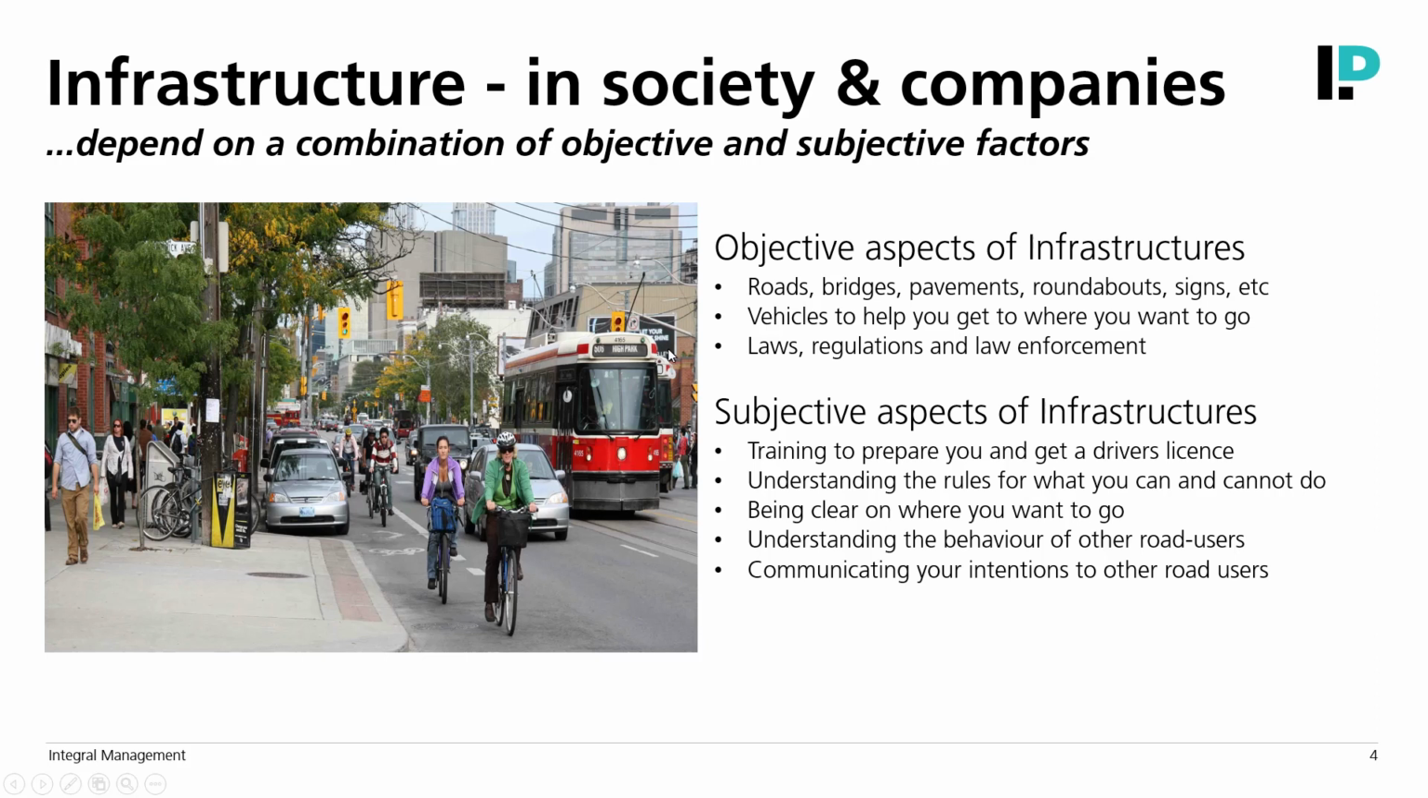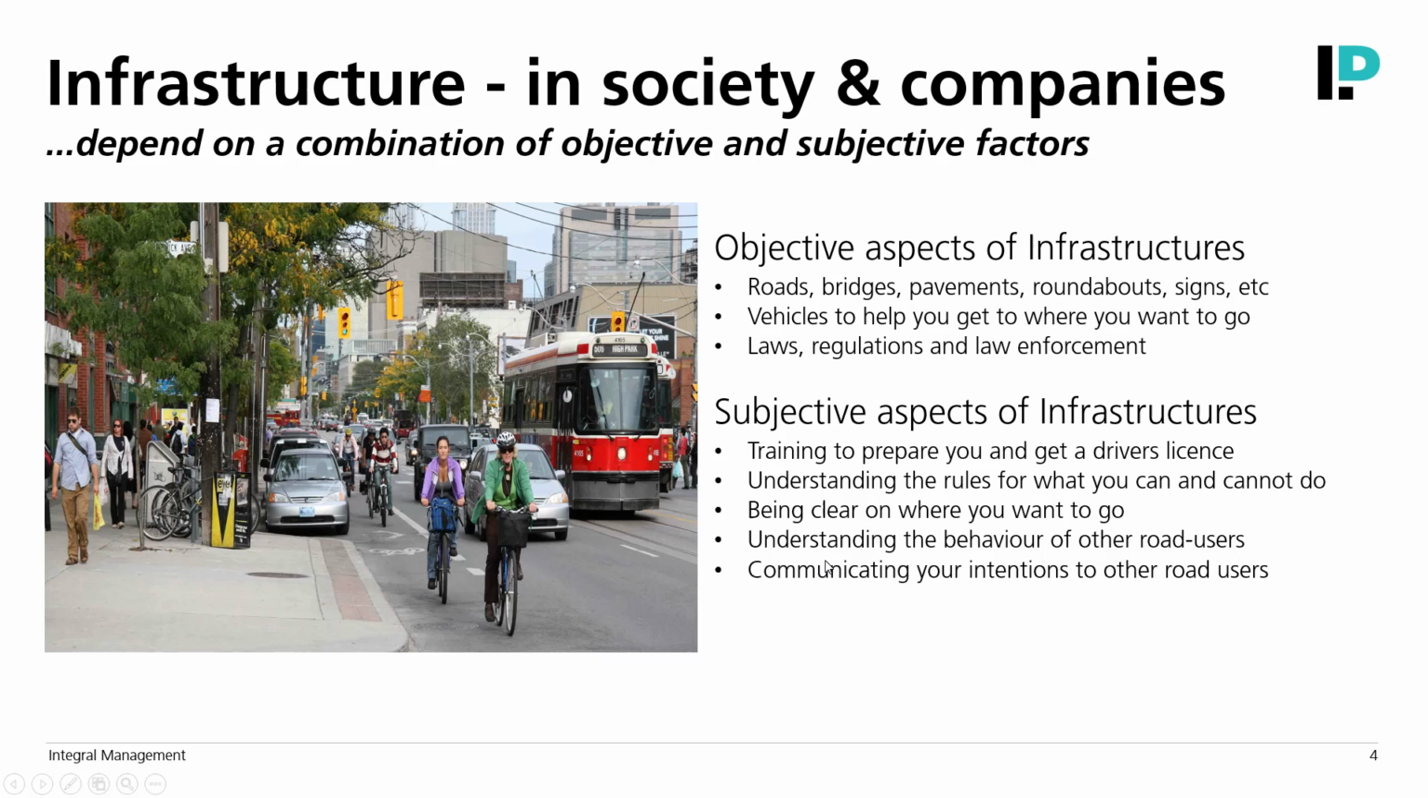You can imagine what this picture would look like if most people had no idea where they wanted to go and how to go there, following the traffic signs and so on. It will be a very different situation. They also need to understand the behavior of the other road users, and be able to communicate with other road users. By all of these aspects, this infrastructure becomes efficient and by that capable of moving people.